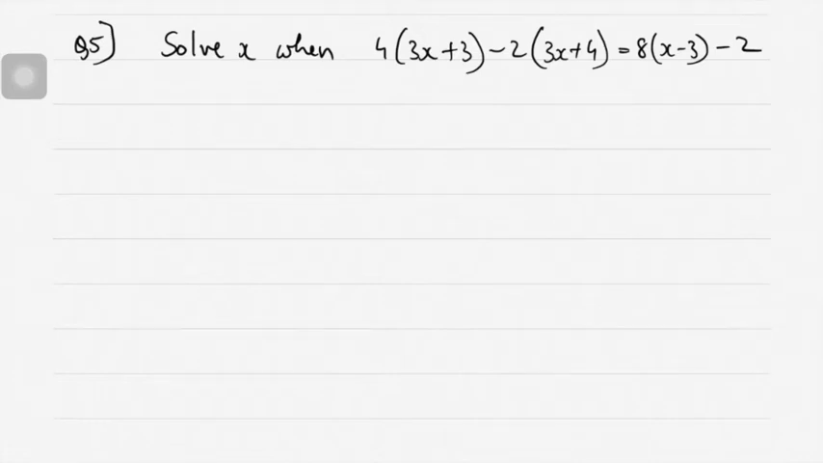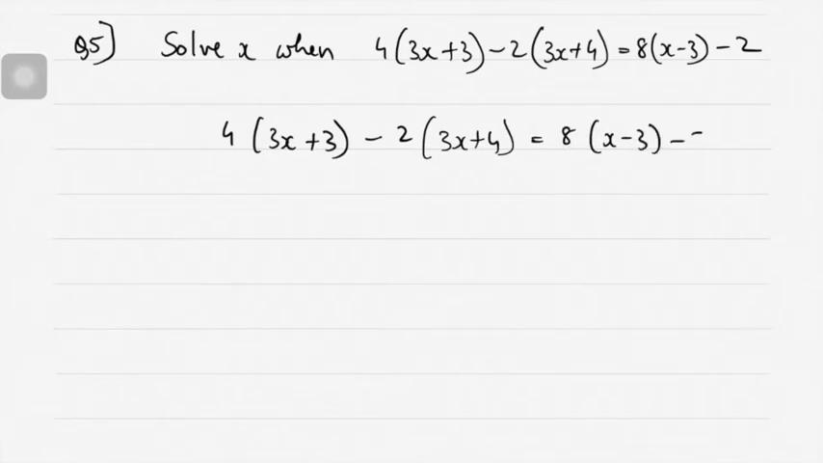So let's solve this. Let's open the brackets. 4 into 3x plus 3 minus 2 into 3x plus 4 is equal to 8x minus 3 minus 2. When you open the bracket, 4 into 3 is 12x plus 4 into 3 is 12. Minus 2 into 3x would be 6x. Minus 2 into plus 4 would be minus 8. Right? Is equal to 8x minus 8 into 3.